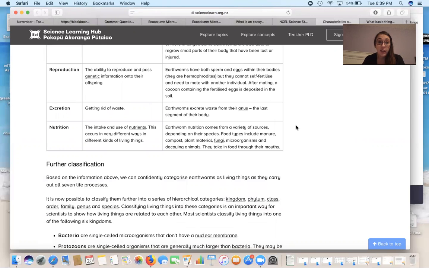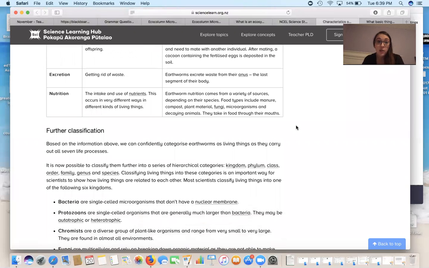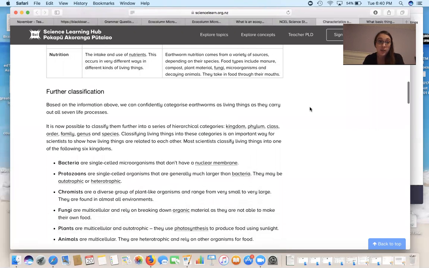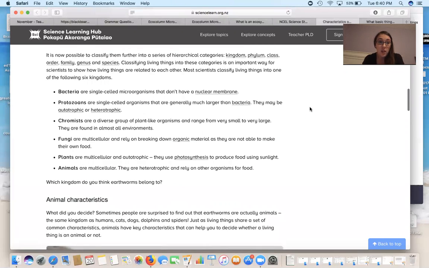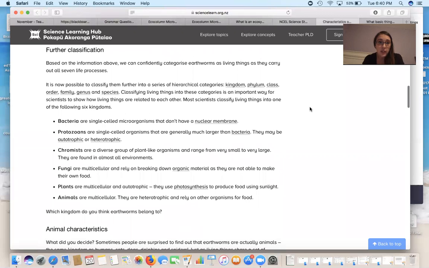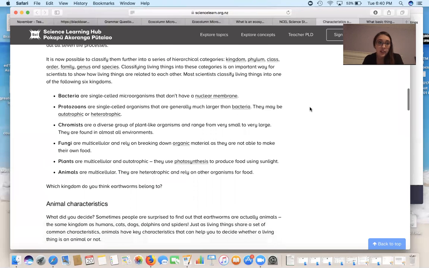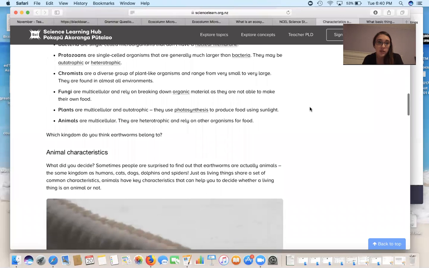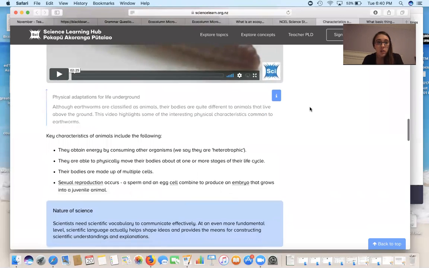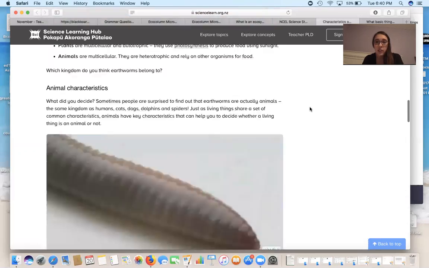And the last one, the 7th characteristic or life process, as said in this resource, is nutrition. The intake and use of nutrients. This occurs in very different ways in different kinds of living things. So you might want to know the different ways that this occurs in different living things. So this would need to be researched even more to make sure you're totally aware of this standard and successful with this standard. Okay. These are other ways to classify living things, such as bacteria, protozoa, chromists, fungi, plants, animals. And there's the earthworm that we're talking about in this specific example.